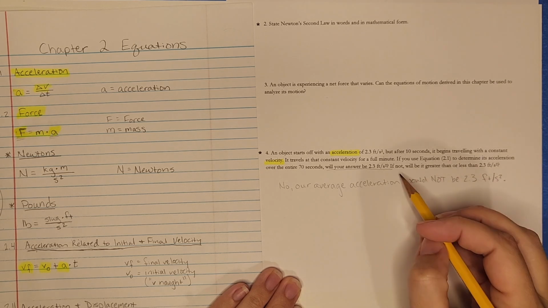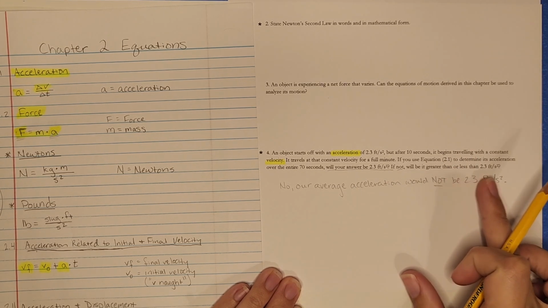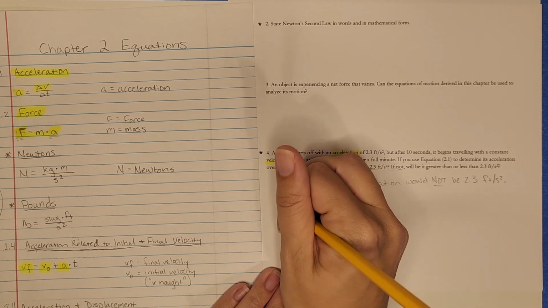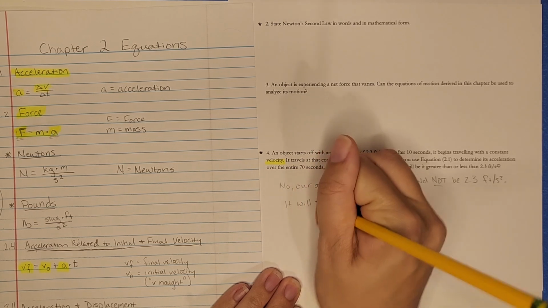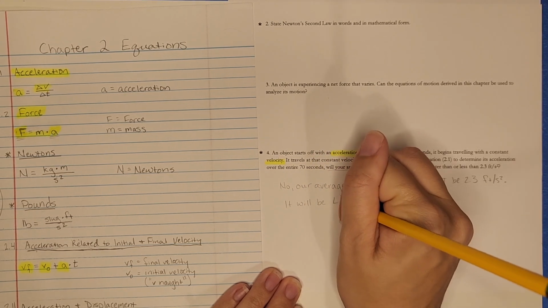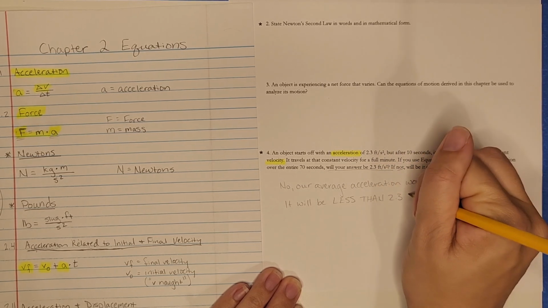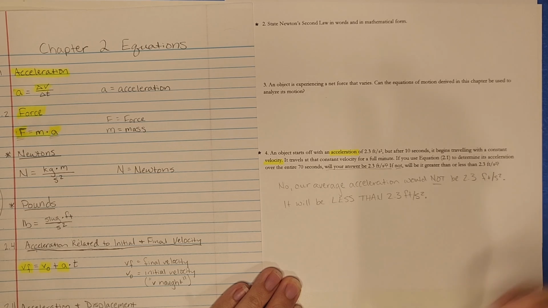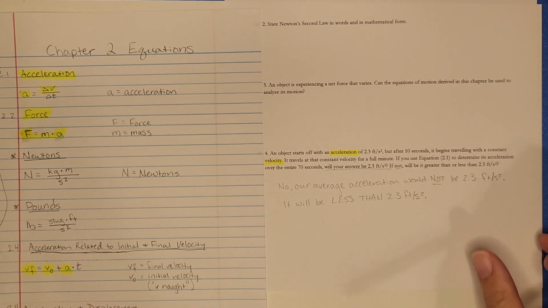Then the next question, if not, will it be greater than or less than 2.3 feet per second squared? And it will be less than 2.3 feet per second squared. So that's our answer for that. No actual calculations really required. It's just thinking through that problem and realizing what it's asking for.